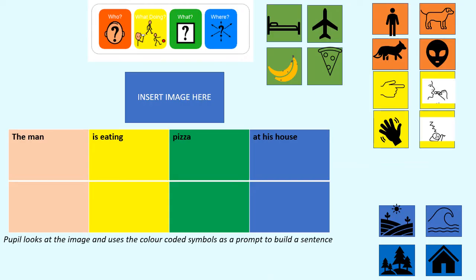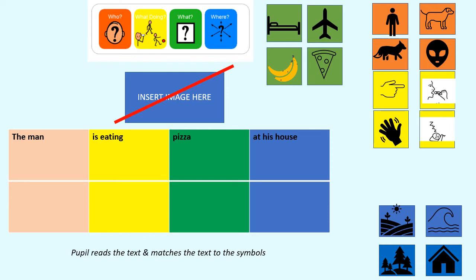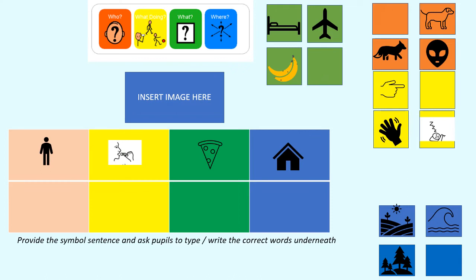Here's an example of what the screen can look like for a pupil. You can insert an image into the middle there, and the pupil can look at the image and use the colour-coded symbols as a prompt to build a sentence. You can remove the image, and the child reads the text and finds the correct symbols to go with it. You can just provide the images, and the child writes down the answer below.